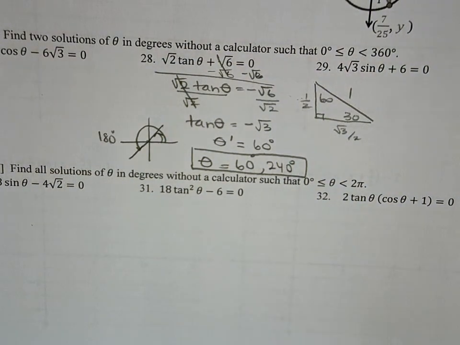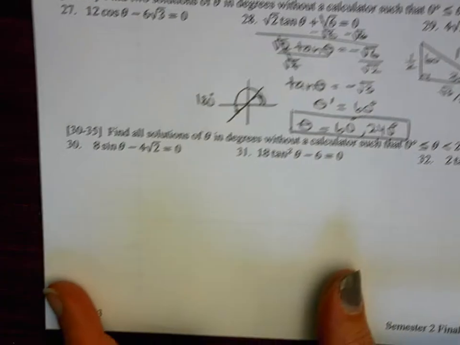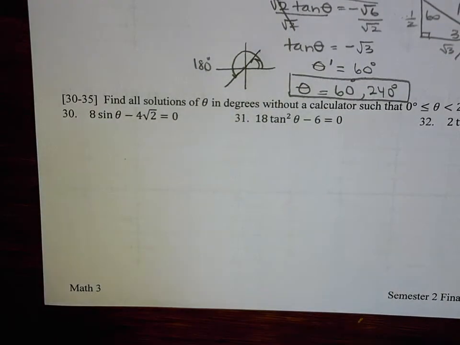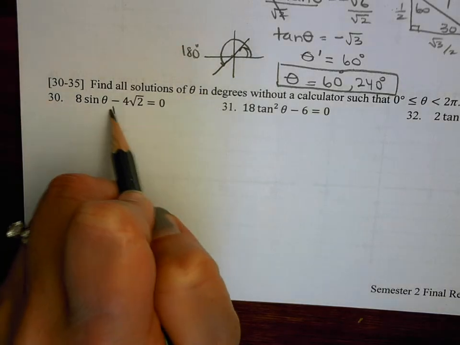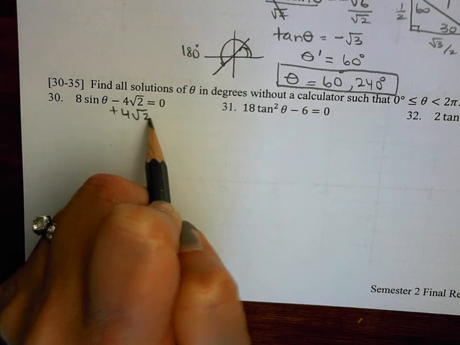Okay, and then let's do one more on this page. Let's take a look at number 30. So again, we're going to isolate the sine theta. So I'm going to add 4 root 2 to both sides.